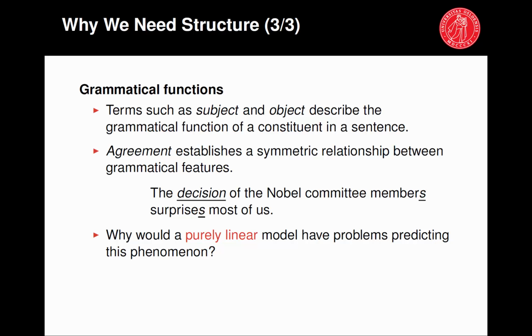important linguistic term, agreement, congruence, is a symmetric relationship between grammatical properties of two units. For example, the decision of the Nobel Committee members surprises most of us. Why do I have surprises here? Because it's the decision that surprises. It surprises us. It's not the members surprise us. So with a plural subject, the finite verb would be in the plural. They surprise us. With a singular subject, the finite verb is in the present tense in the singular form.